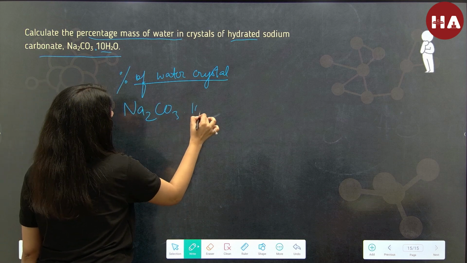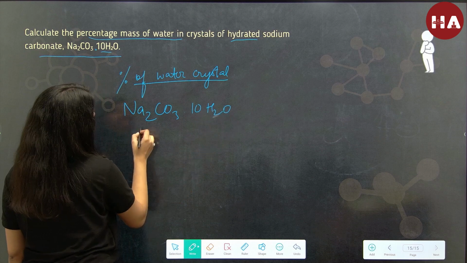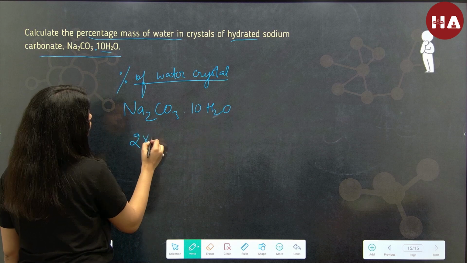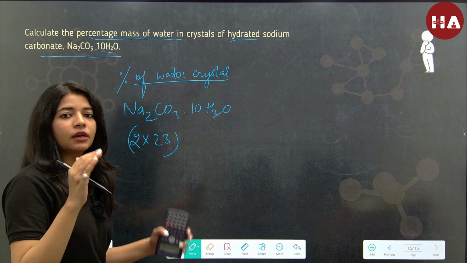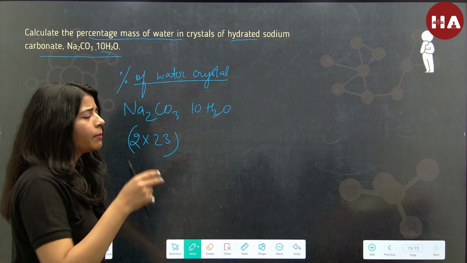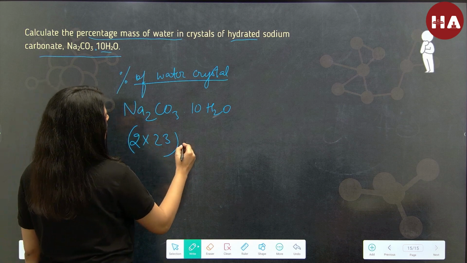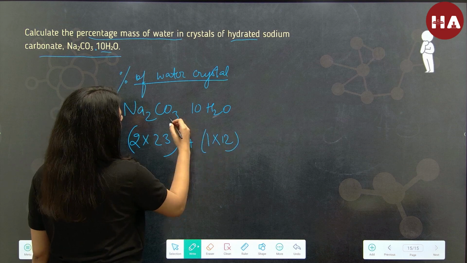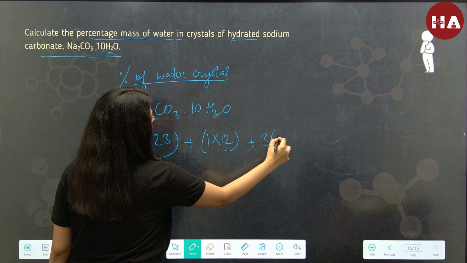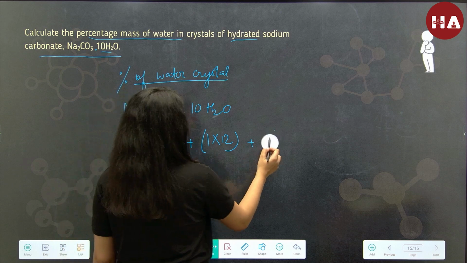How do we calculate the molecular mass? 2 sodium atoms are present, so 2 times 23. Masses will be given to you. Again, I am repeating, the data will be given to you. You don't need to mug up anything. The periodic table will be provided. Plus how many carbon? 1. So 1 times 12. Plus how many oxygen? 3. So 3 times 16.